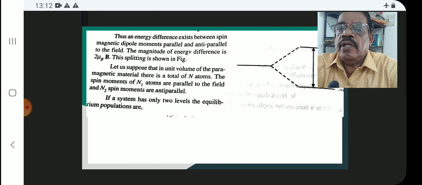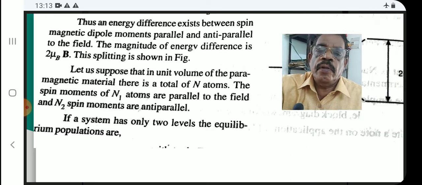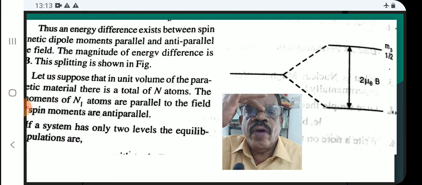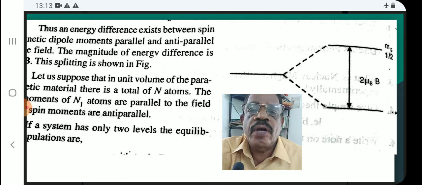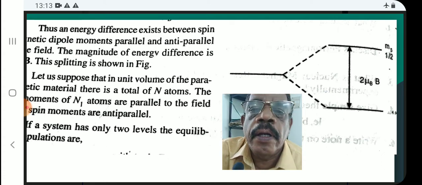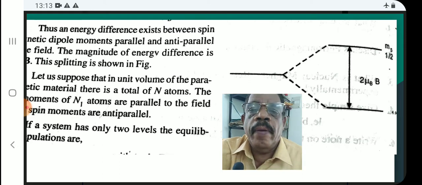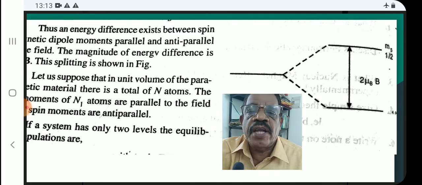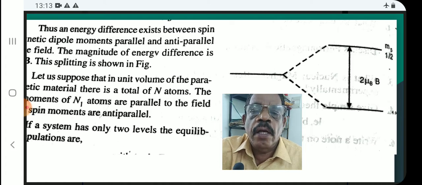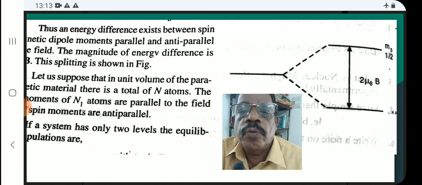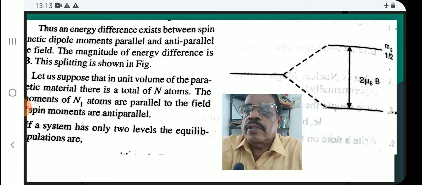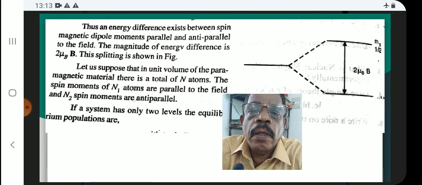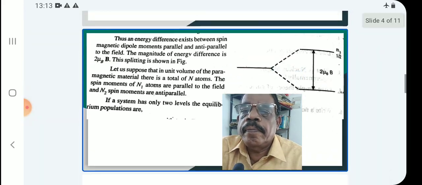And the energy distribution is shown in the figure here. In the figure, the ms values, the magnetic spin quantum number, half and minus half are represented, and the two split levels of energy are shown, mu b B and minus mu b B. The split difference is 2 mu b B.